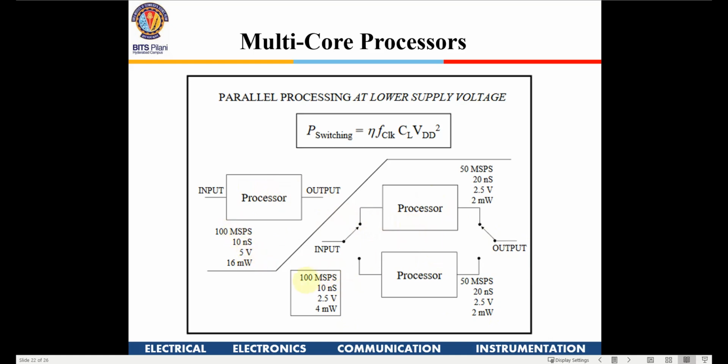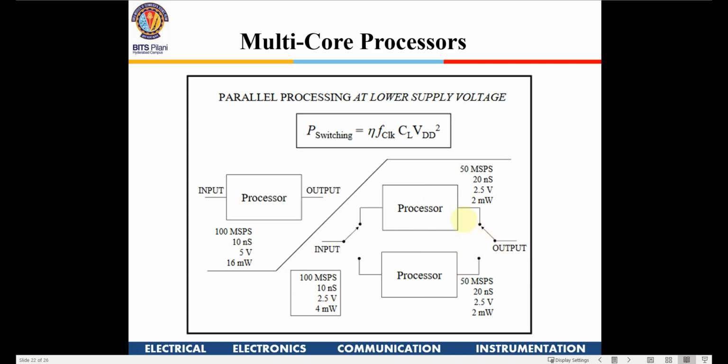Final, it is operating at 100 Mbps speed. This is also operating at 100 Mbps speed, right? And it's giving an output at 10 nanosecond. This is also giving 10 nanosecond. Only in this case, what we are doing is we are using half the VDD in both the processors, half the clock, and then adding up the computational results out here.